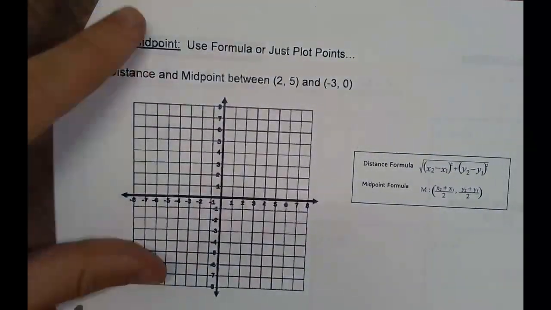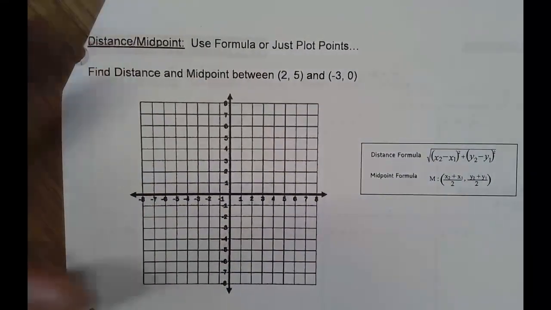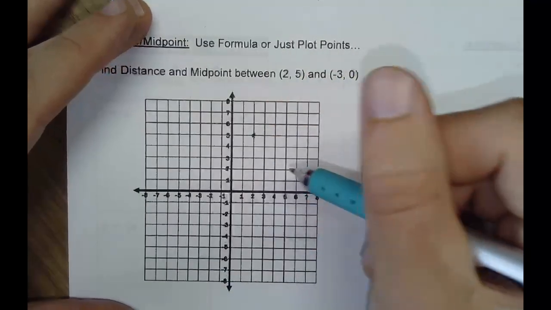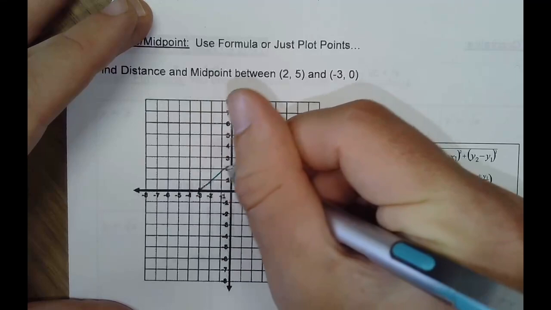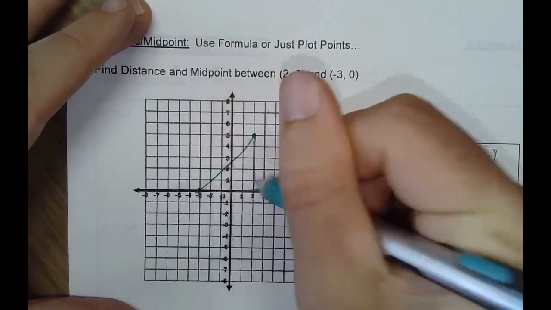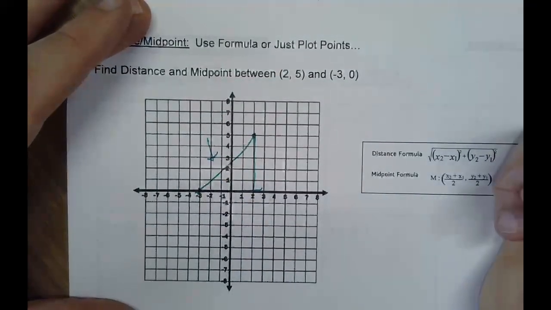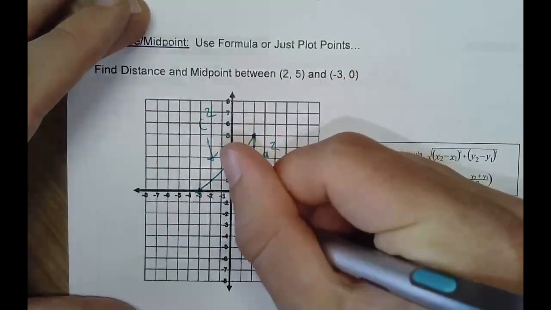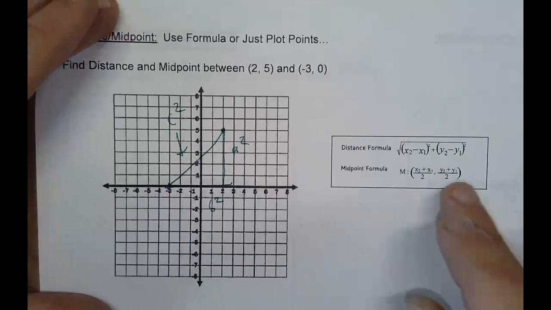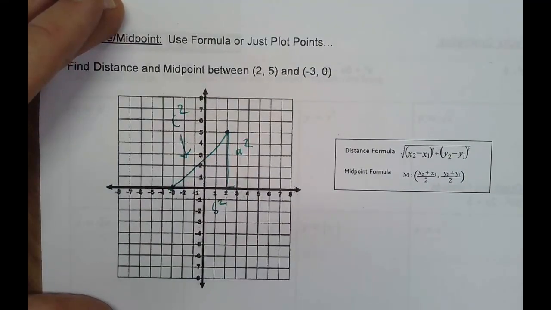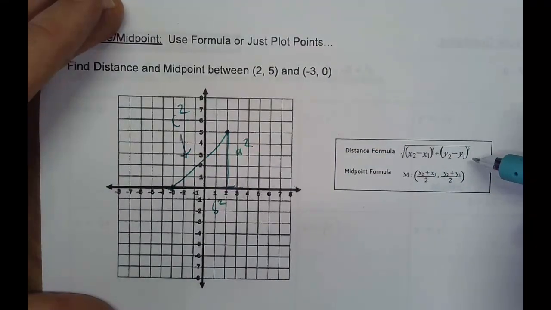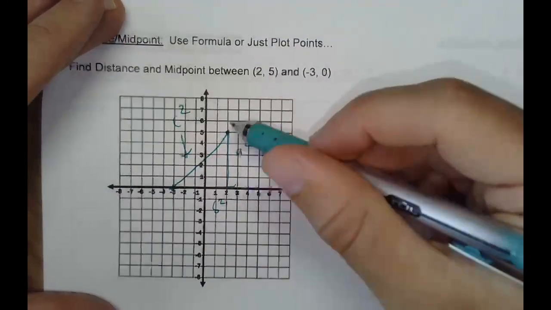Distance, midpoint. So we can use formulas or we can plot the points. Plotting the points, we see (2, 5), (negative 3, 0). We see we have a triangle. So to get this distance, you're going to use the Pythagorean theorem, right? And you guys know that: c squared equals a squared plus b squared. That's essentially what the distance formula is, just rearranged. So that a, that distance a, is y2 minus y1, so 5 minus 0.